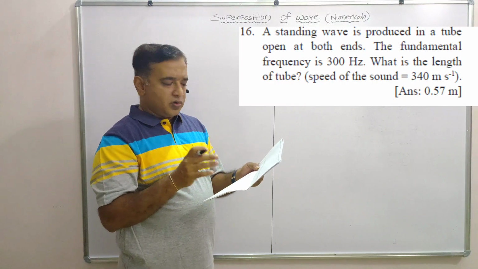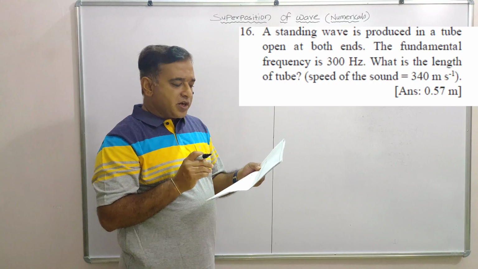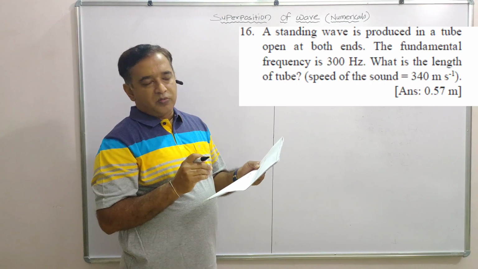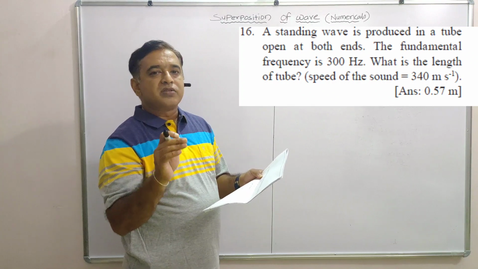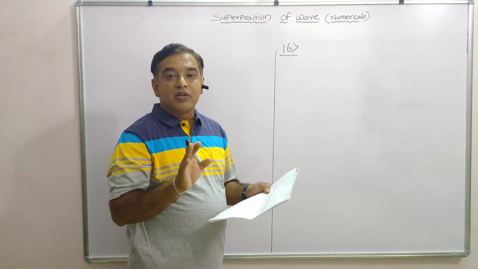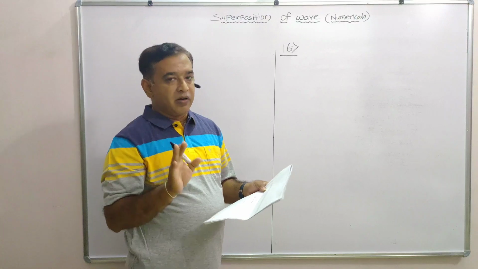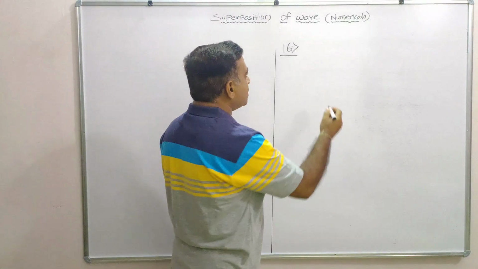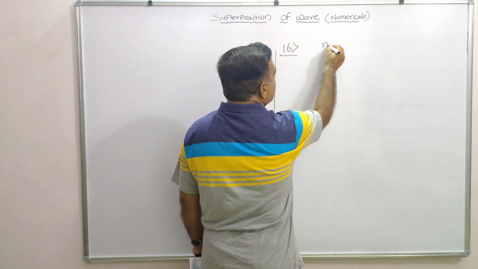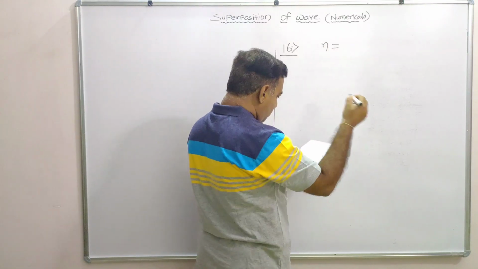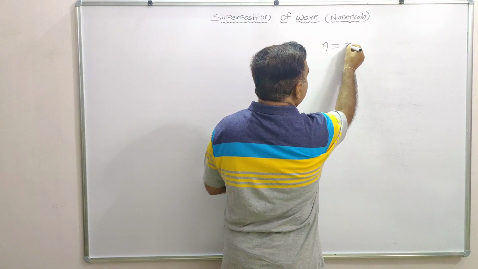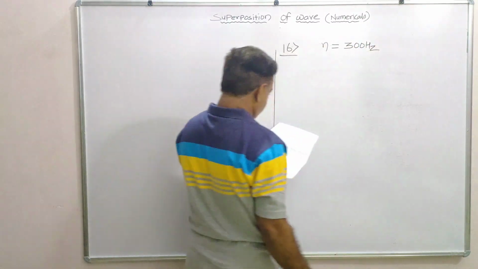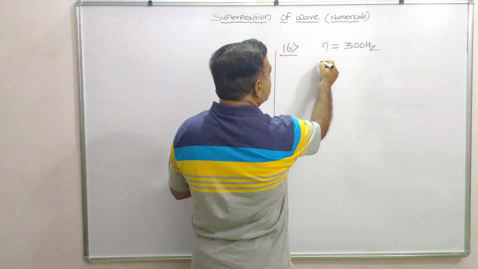Also it is given in the bracket that the speed of sound is 340 meter per second. Obviously, the end correction is not given, which means we have to neglect the end correction. Whenever it is not given, we neglect it. So the fundamental frequency n is 300 Hz. Then what is the length of the tube?